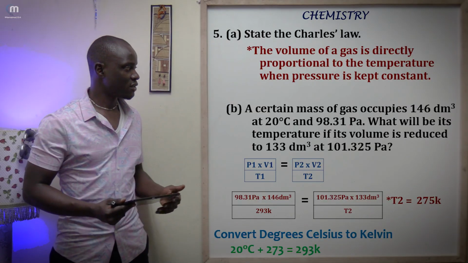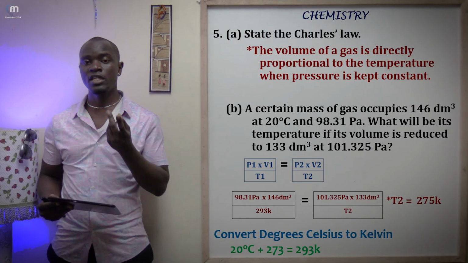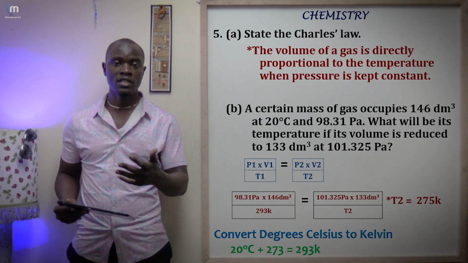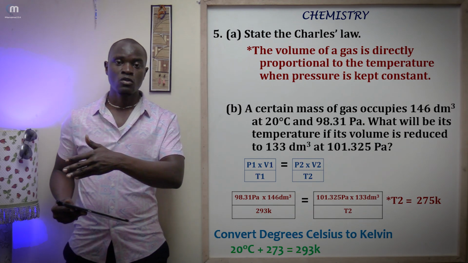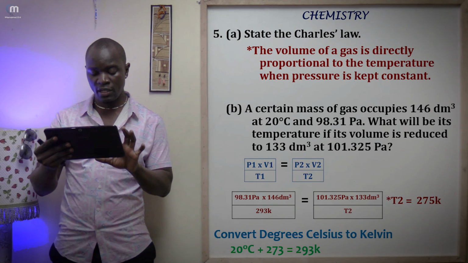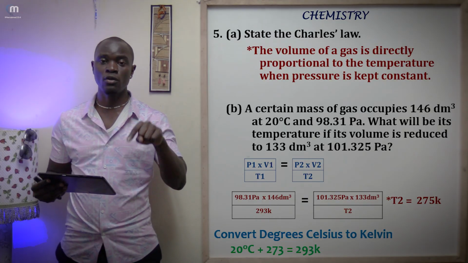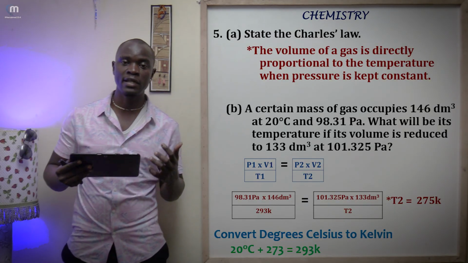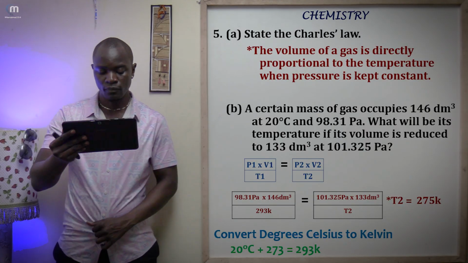So now, for instance, here we are being given 20 degrees Celsius. So how do you convert 20 degrees Celsius to Kelvin? What do you do? You take this 20 degrees Celsius, then you add 273. So if you take 20 plus 273, you're going to get 293 Kelvin. So this is what you are going to use for temperature. So always convert degrees Celsius to Kelvin before calculating in all gas laws.